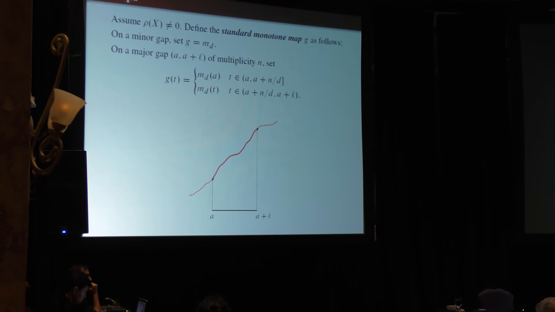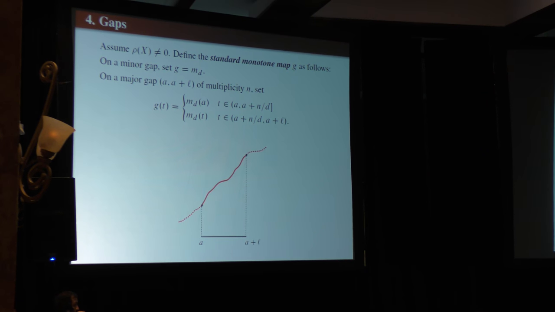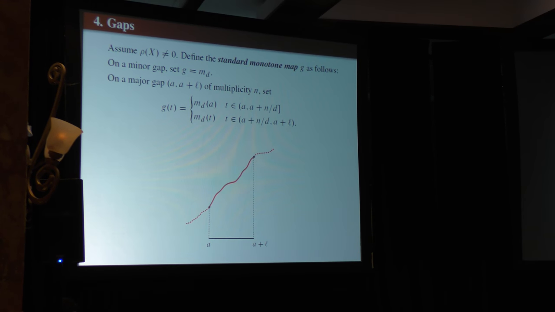So imagine that this is a major gap, and these blue lines, which are rather hard to see, are part of the graph of multiplication by d. On this major gap, you replace an arbitrary extension by this map. You define it to be constant as much as you can, and then for the leftover, you just follow the multiplication by d. This way, you can modify any monotone extension on major gaps, and after making many such modifications, you end up with the graph of a monotone extension, which looks like this. It's just a piecewise affine map. This is part of the graph of the lift. It's piecewise affine with slopes d and 0.